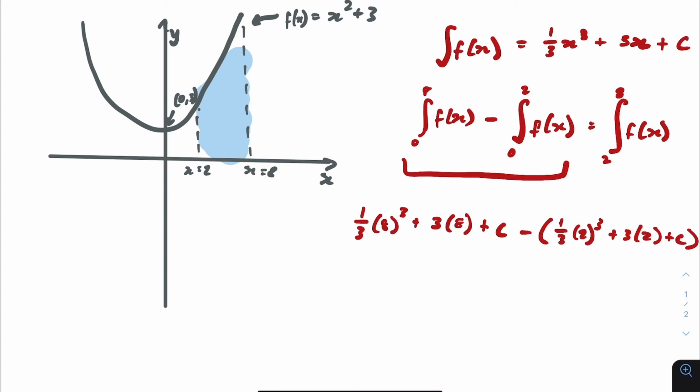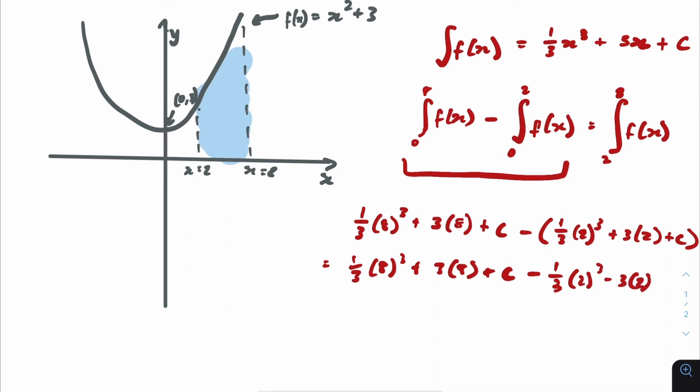So it's quite clear that with this sign change, we will eventually lose the plus c. Let me just show you how that works. That'll become 1 over 3 times 8 cubed plus 3 times 8 plus c, minus 1 over 3 times 2 cubed, and then also minus 3 times 2 minus c. So the c's cancel out. So you really don't even need to add the plus c in there.